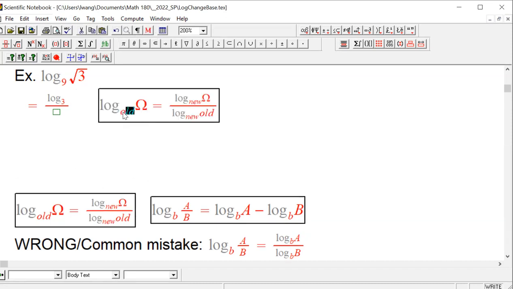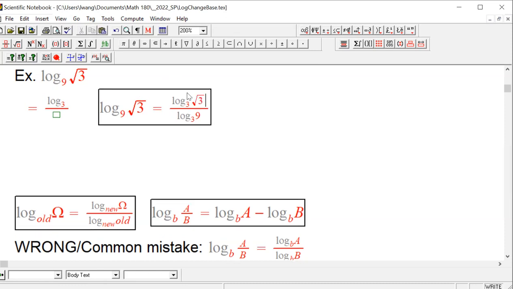Right, the old base is 9. So 9 is going here. And we decided the new base is going to be 3. So new base is 3. You get to decide the new base, okay? And omega is square root of 3. So omega is square root of 3. I just copy and paste. And here we go, right?